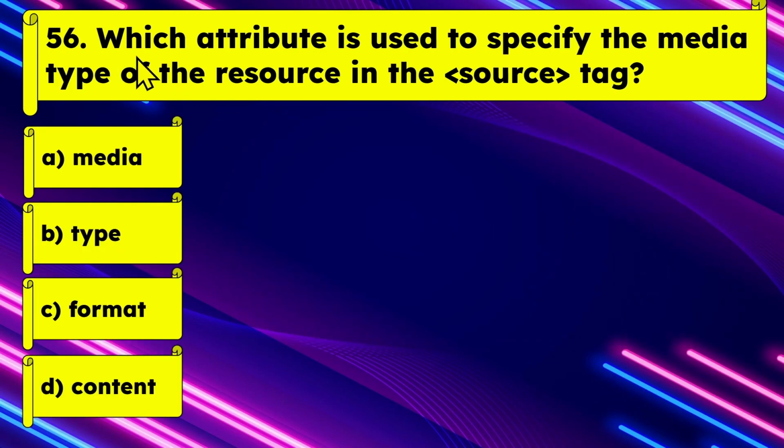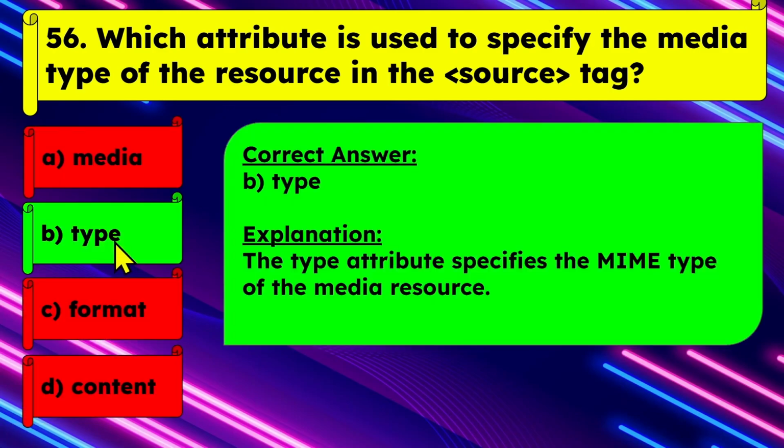Next question is, which attribute is used to specify the media type of the resource in the source tag? We have our four options: media, type, format, or content. So here the correct answer is option B, type. As you can see, the type attribute specifies the MIME type of the media resource.